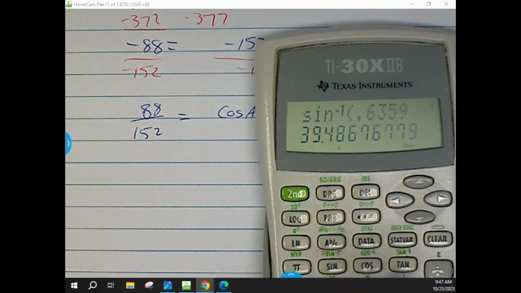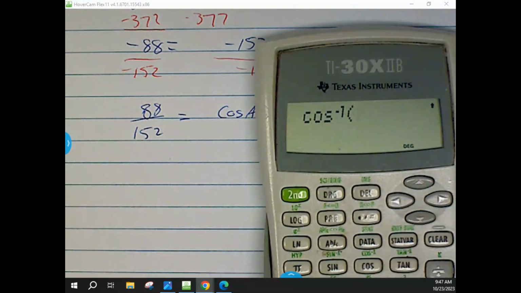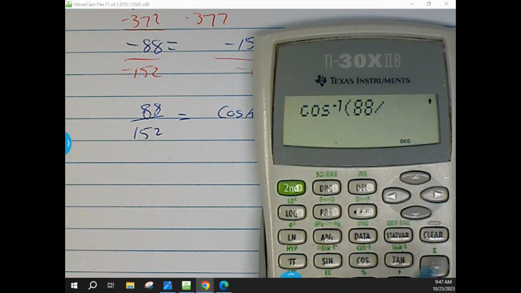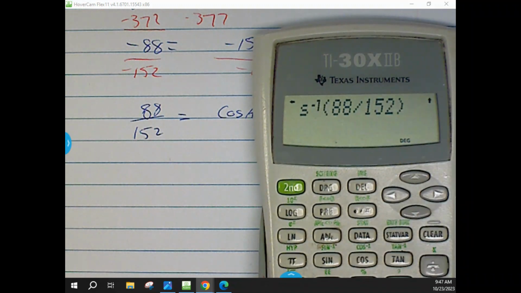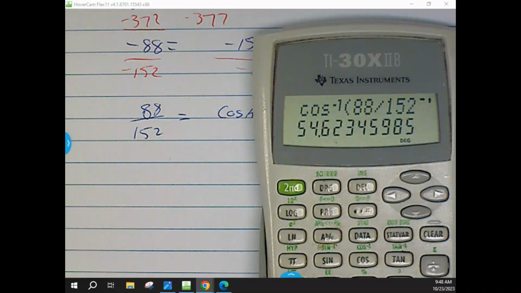That's where, again, we're just going to take our calculator now. We're going to do second cosine of 88 divided by 152. And if we go off to about one decimal place, which I think is probably what they're going to ask you in homework, we're going to say that's about 54.6.